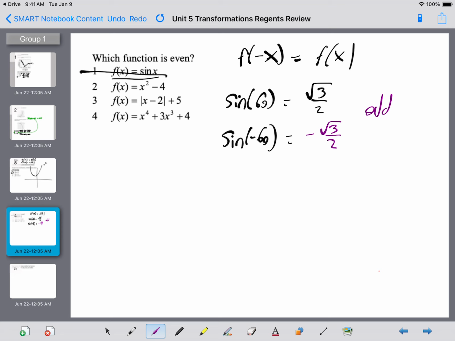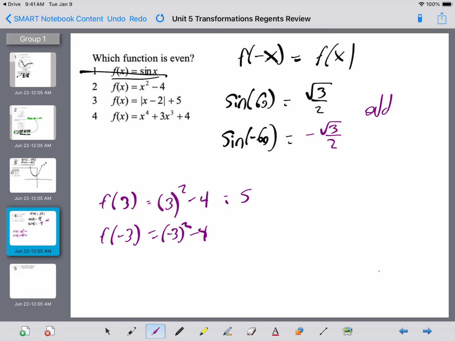Now let's check x squared minus 4. Let's plug in a random value, f of, let's say, 3. So 3 squared minus 4. Let's plug in negative 3. Negative 3 squared minus 4. I'll put it in parentheses. 3 squared minus 4 is 5. Negative 3 squared minus 4 is 5. 5 equals 5, so f of 3 equals f of negative 3. That is even, right?